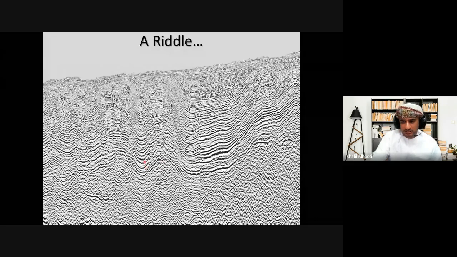And what else am I seeing? I'm seeing some grabens, salt domes. This is a salt dome going up. This is another salt dome.